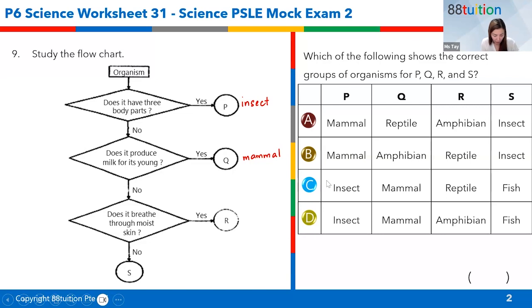So next, if it doesn't have 3 body parts, and also doesn't produce milk for the young, the next question they ask is, does it breathe through moist skin? What if it's a yes? What do you think? If it's a yes, what kind of organism? Okay, moist skin, what do you call it? Yeah. Okay. Wow, Perez, give me an answer now.